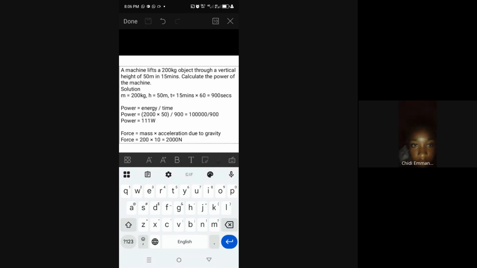25 watts. Are you sure? Yes. The mass is 50 kg. The height, which height did I give, Precious? 15 meters. And then time 5 minutes. So the answer is 25.